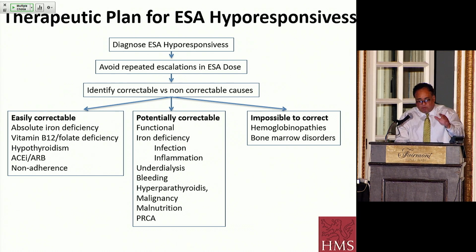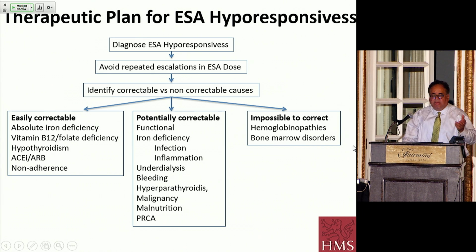In that type of patient, avoid repeated escalations in the ESA dose. Identify correctable versus non-correctable causes, and then divide your patients into easily correctable, potentially correctable, and impossible to correct. There's no point wasting your time in people who are impossible to correct. They have hemoglobinopathies and bone marrow disorders. These are people who are going to require specialist input from a hematologist. Easily correctable, you don't need a lecture on that. Potentially correctable, think about functional iron deficiency, and we'll come to that in a second, but that is where our nephrology skills come in figuring out and navigating how we correct these patients.